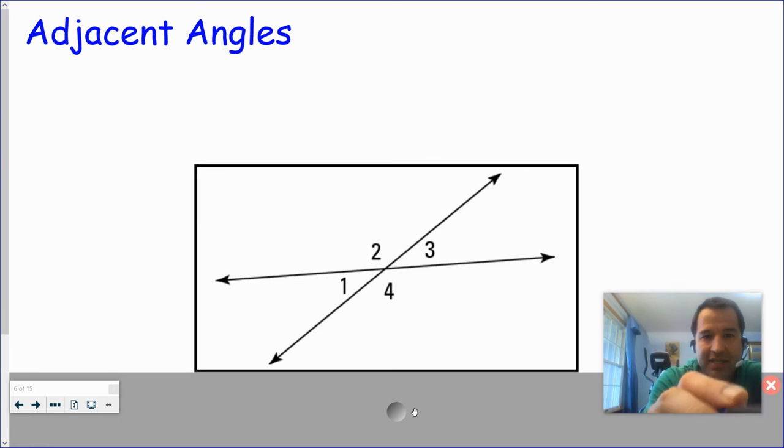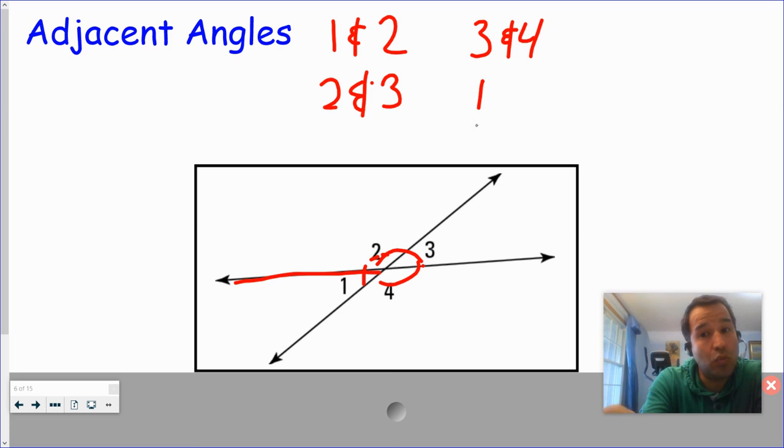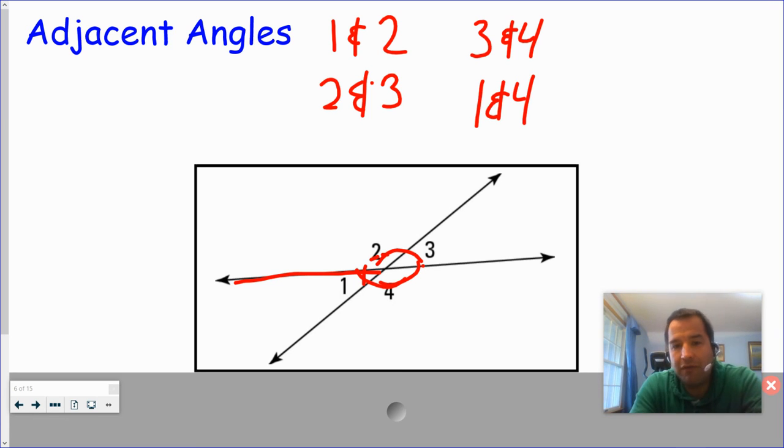Ready? Adjacent angles. We have 1 and 2. 1 and 2 share this ray, so they are next to each other. So they are adjacent angles. There's more than that, though. 2 and 3 are also adjacent. 3 and 4 are adjacent. And 1 and 4 are adjacent. So all four of those sets are adjacent angles, okay?